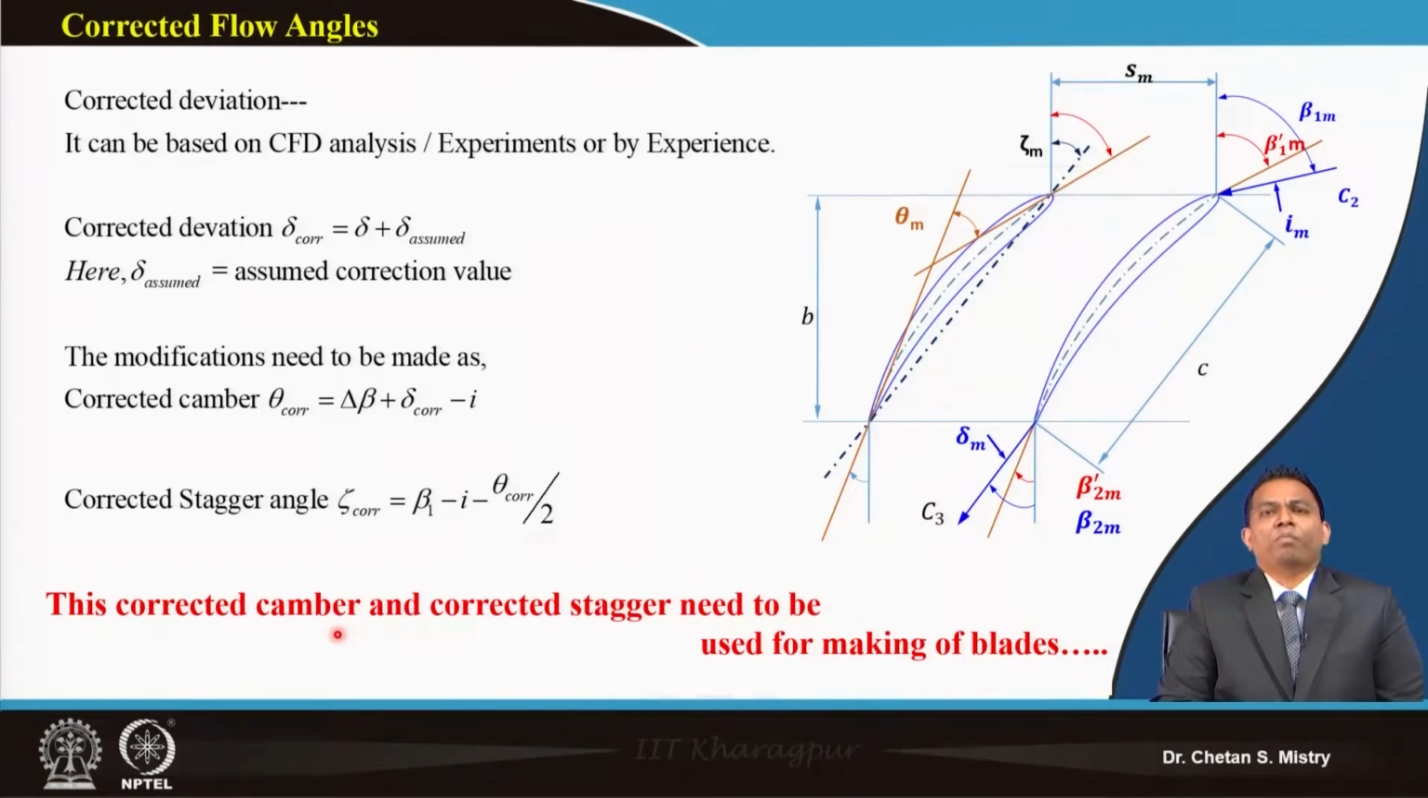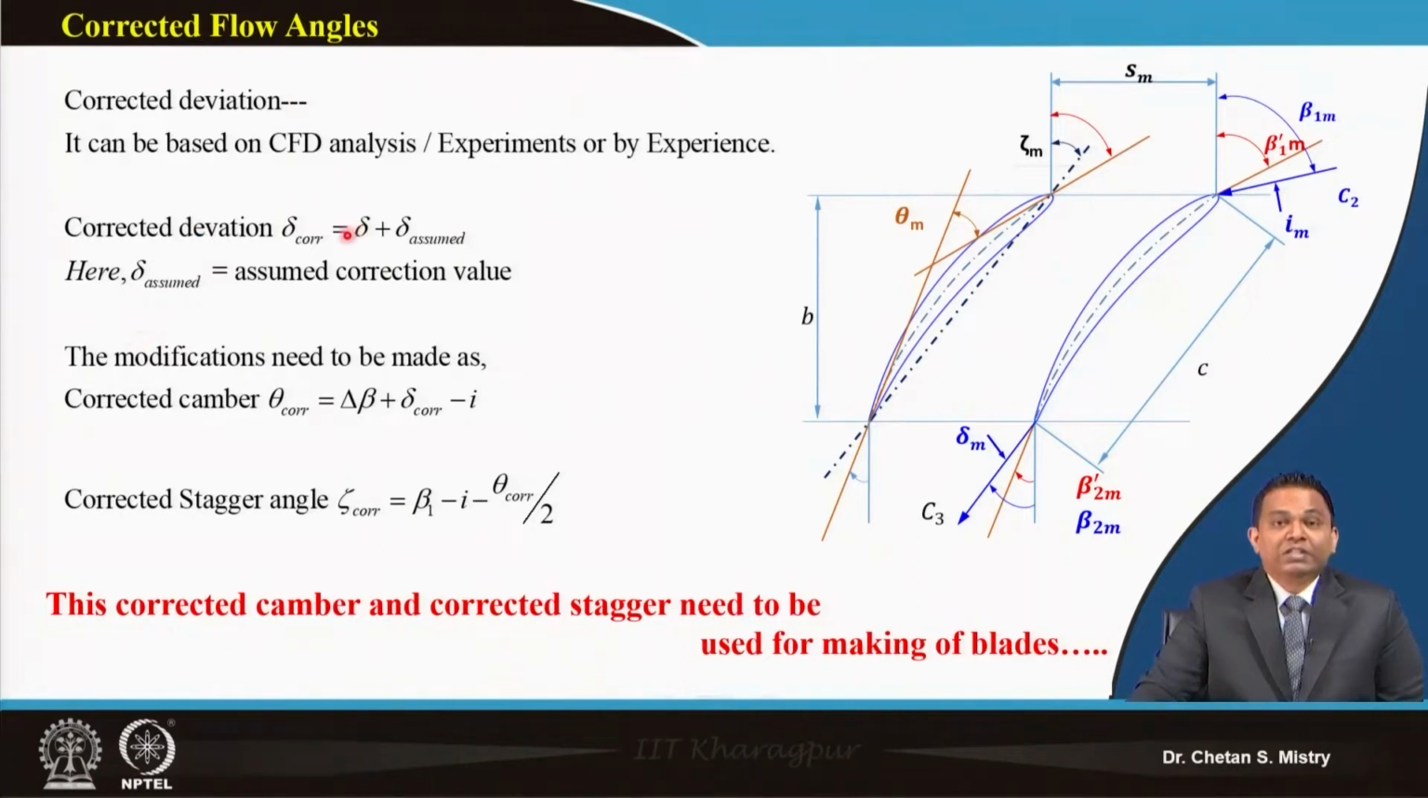In one of my papers, I have discussed how we decide this deviation angle. If you are interested, you can refer to that paper; it will give you an idea how we need to check and why we need to change this angle. Based on CFD analysis, experiments, or experience, you can modify your deviation angle. Once you are modifying your deviation angle, you need to take some number. This is my assumed number.